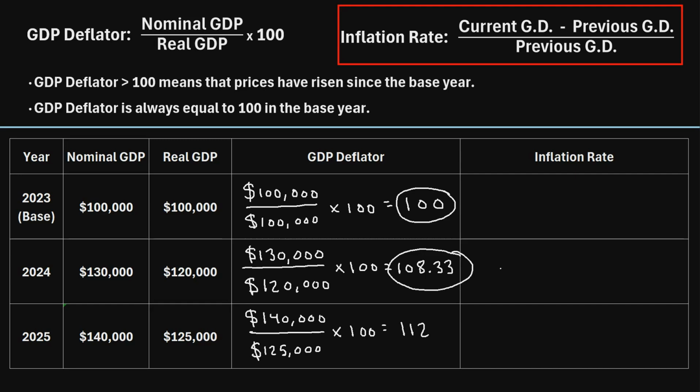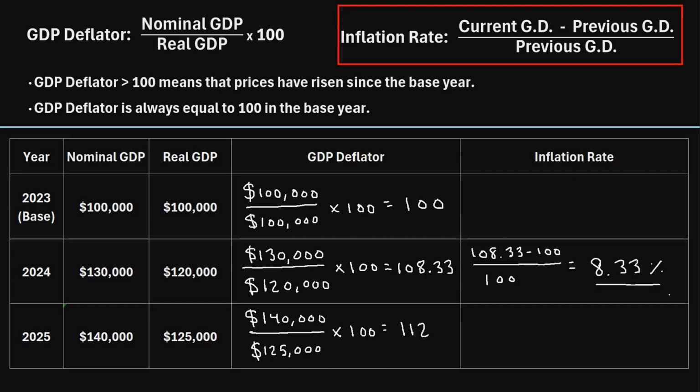So here's what we get when we do that. So when we do that, we get 8.33%. So that's the inflation rate for 2024. So that tells us that in 2024, in this particular economy, the prices rose by an average of about 8.33% compared to our previous year of 2023.